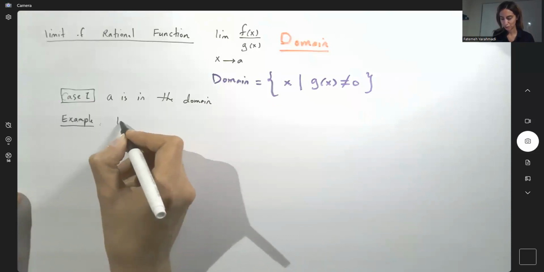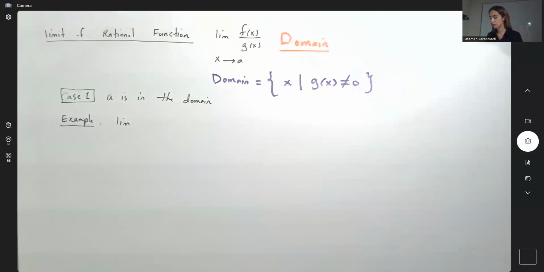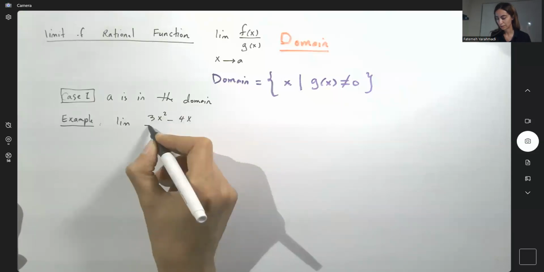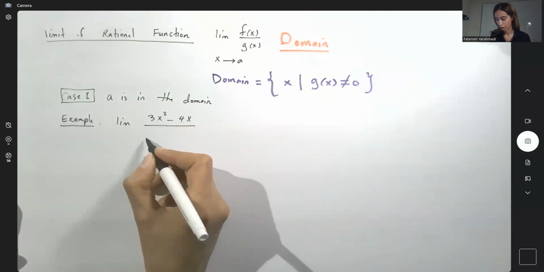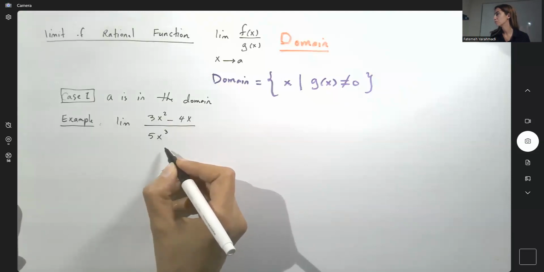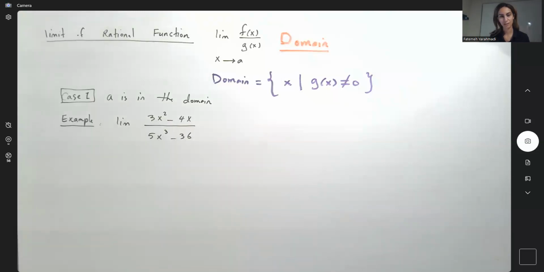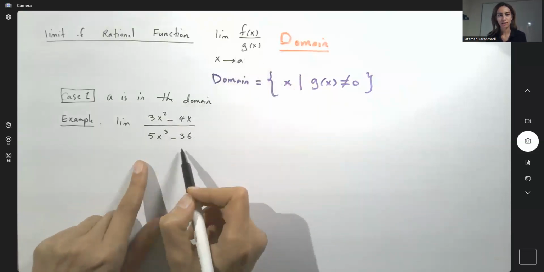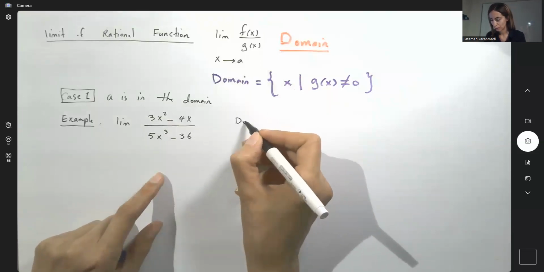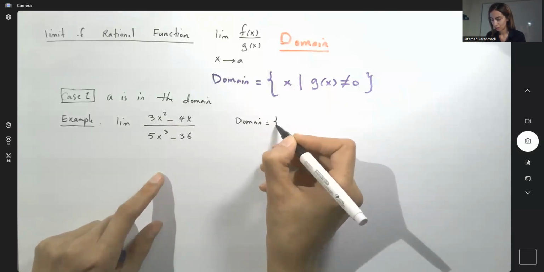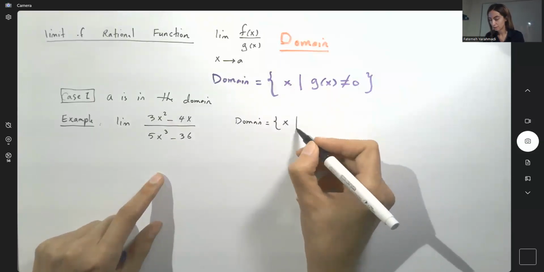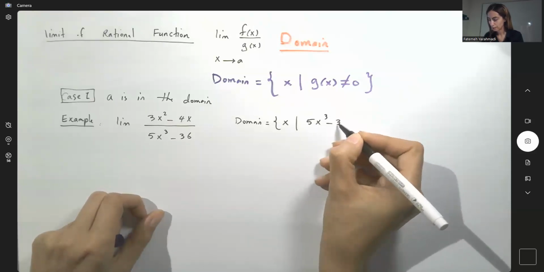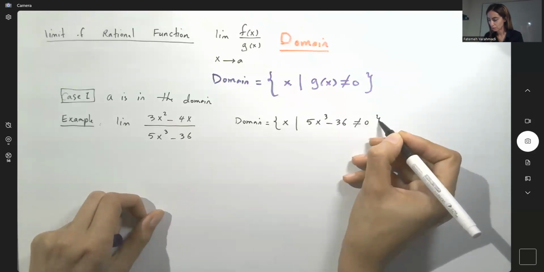In this example, I ask you to find the limit of 3x squared minus 4x divided by 5x cubed minus 36. This is a rational function. What is the domain of this function? The domain of this function, as we know, is all real values of x such that this guy cannot be 0. So 5x cubed minus 36 is not 0.